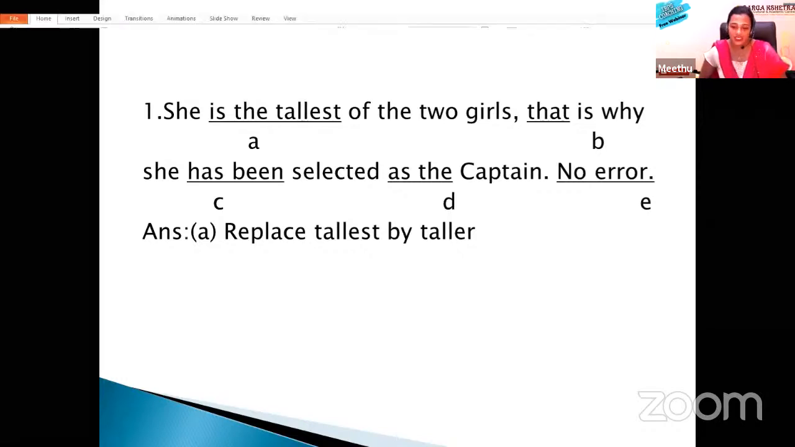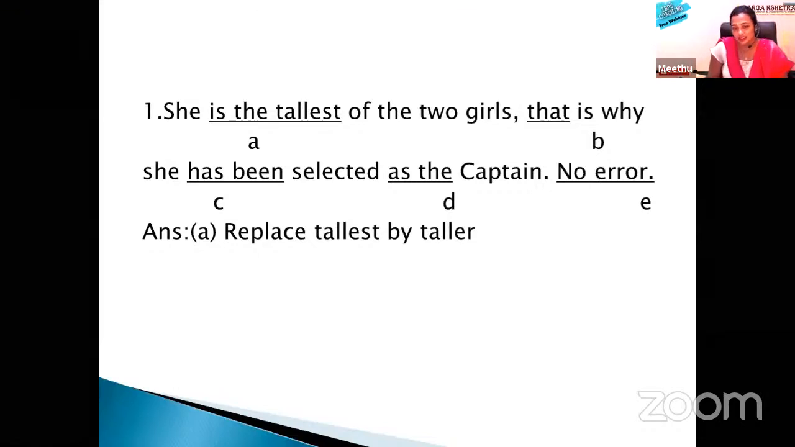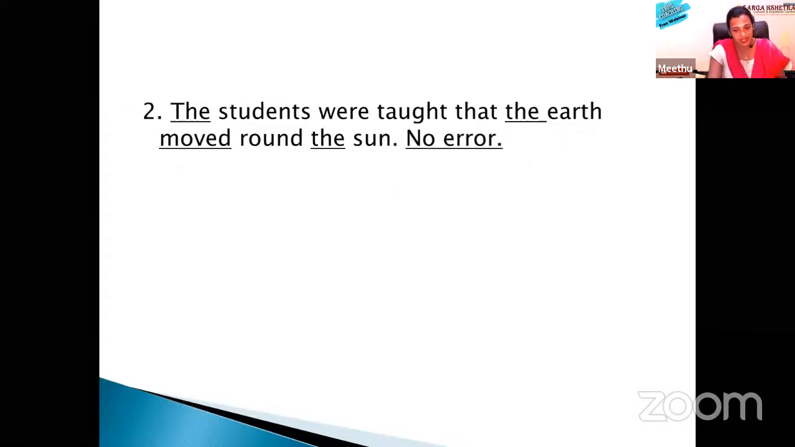I hope you understand the first pattern, spotting the errors. No need to justify the answer. You just mark the answer, that is A, and you get the correct points. Okay, we'll move on to the next question. Again, one more exercise of the same pattern, spot the errors.